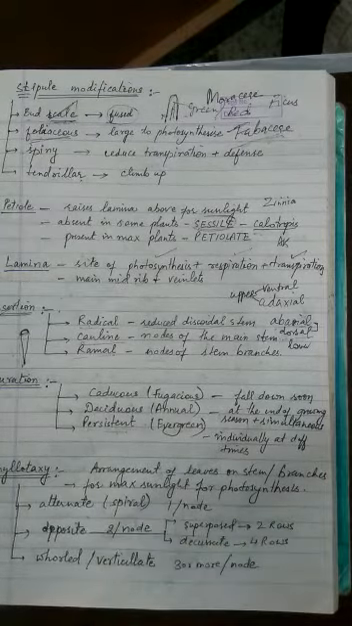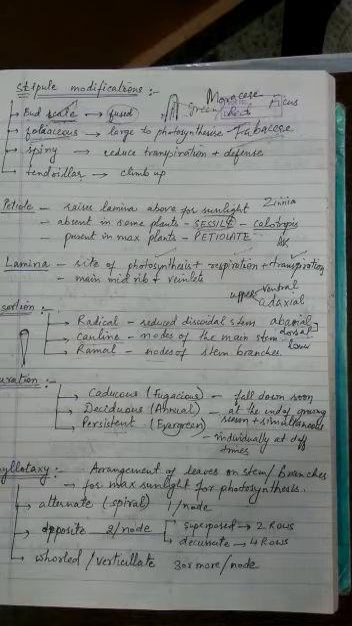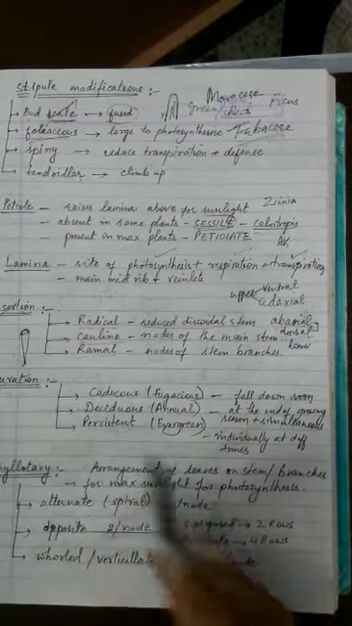And remember, such leaves will remain on the tree for more than one season. That means they will easily cross one season, so they are called persistent leaves. Example, Mangifera indica. In a mango tree you will never find all the leaves falling together. They remain there for many seasons. Now another one is deciduous.